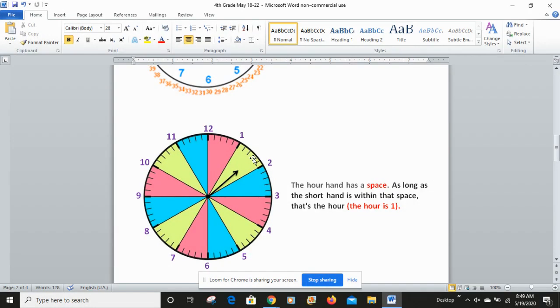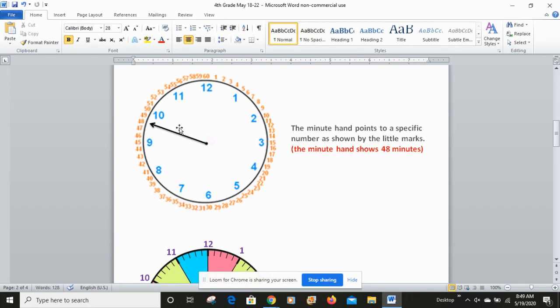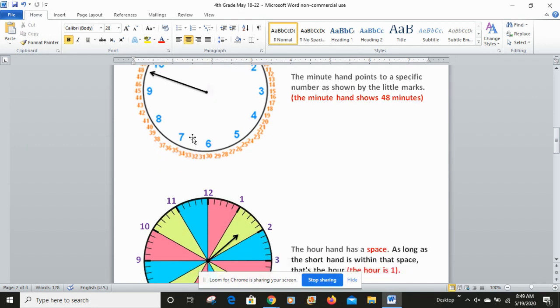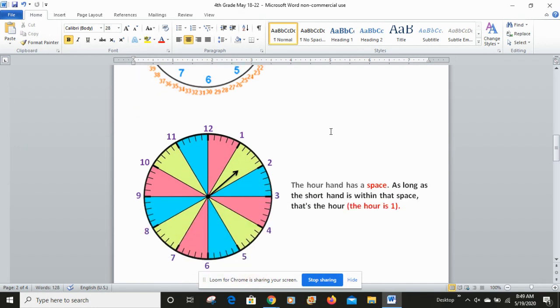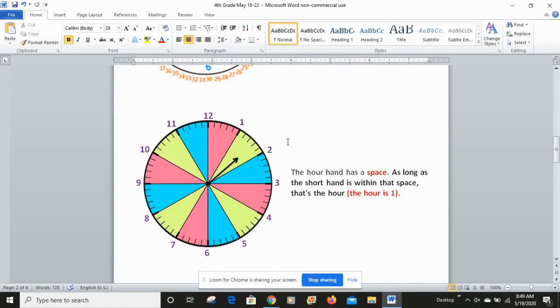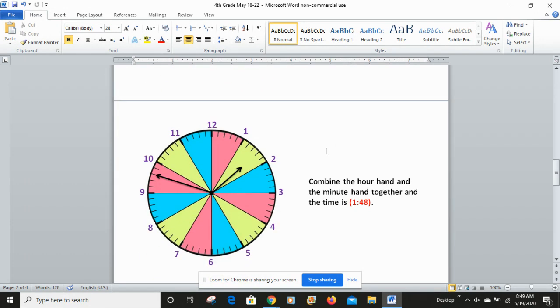Okay, so that's something important to remember. The minute hand points to a specific number shown by the little marks. The hour hand points to a space on the clock, and it can be anywhere within this space, and that would be 1 o'clock, or the hour would be 1. So if we combine the minute hand together with the hour hand, you can see here's the minute hand, and the minute hand is pointing to that little mark right there.